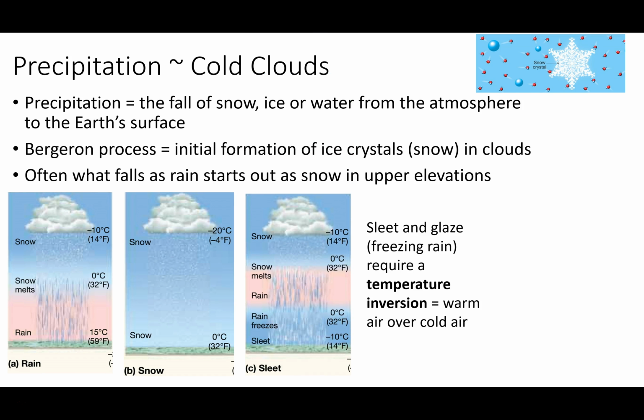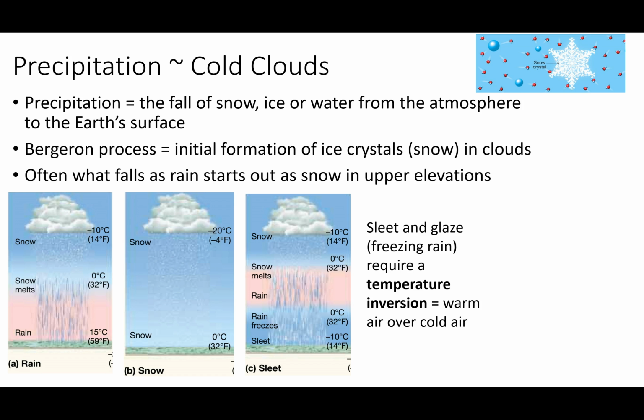Blue represents where it's colder than freezing. The pink here represents where it's melted or warmer than freezing. So can you see where we actually have a pocket of cold air under the pocket of warm air? This is a temperature inversion.